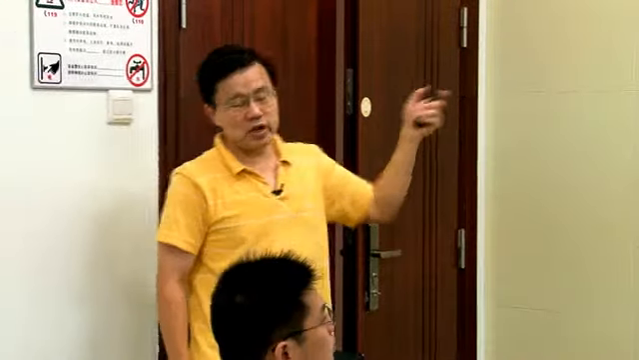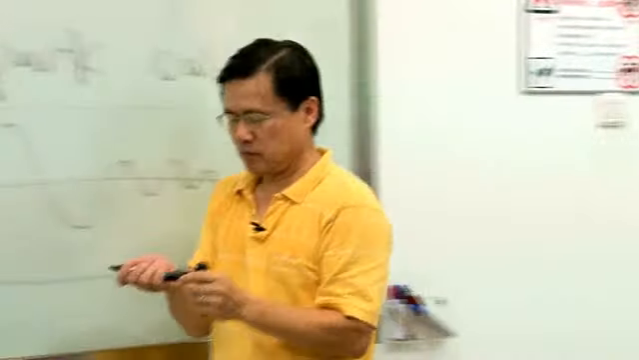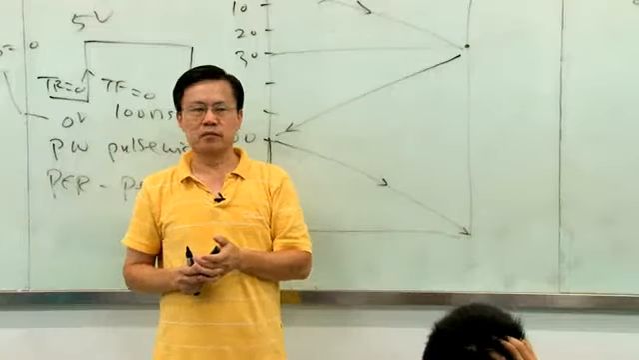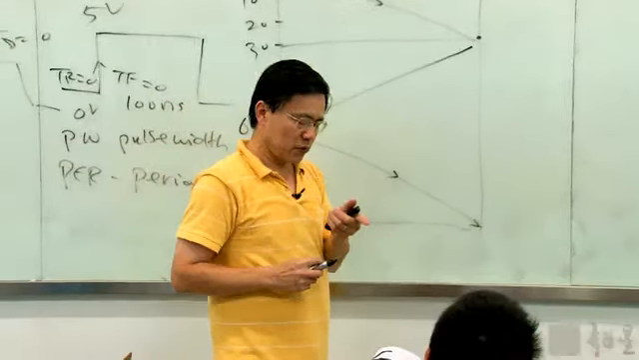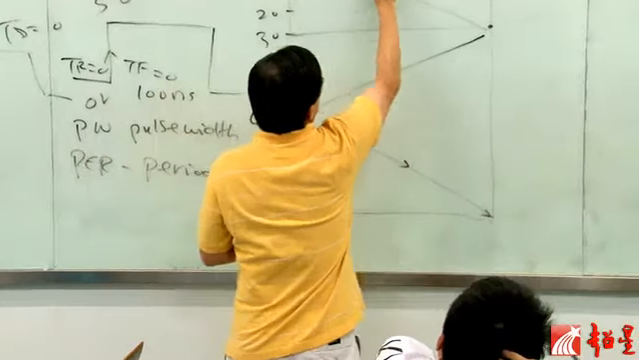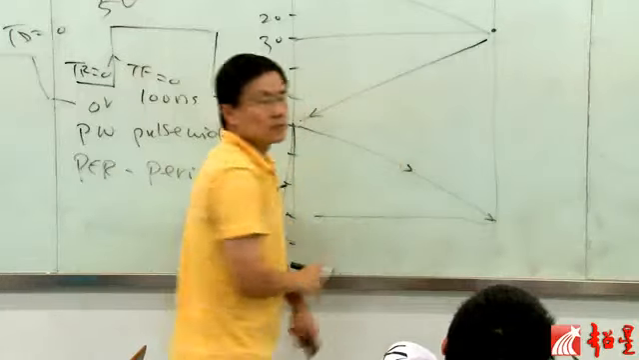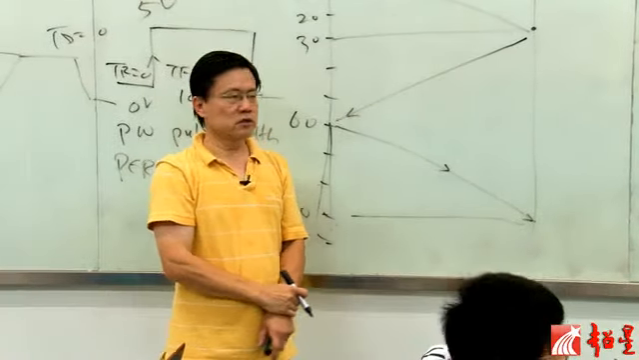What is the incident wave? What is the voltage here? Has someone figured it out? 3.75 volt. Any other solutions?